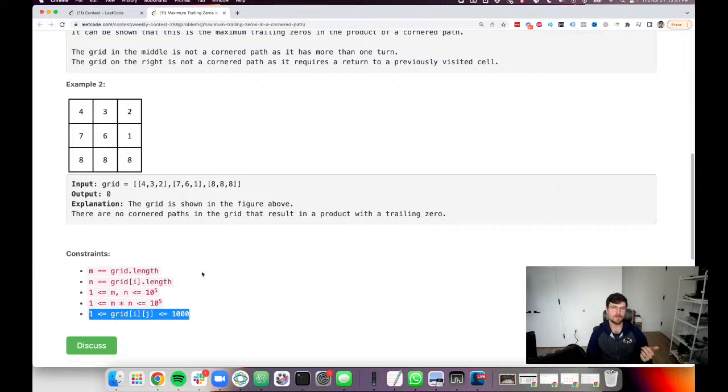The other way we could do it is to define all our cornered paths by looking at the 2 ends of the path. In this example, if we look at the 4 and the 8 in the bottom right hand corner, there are 2 cornered paths: you either go across and then down, or down and then across. So we could go through all of the cornered paths by looking at every pair of cells in our grid.